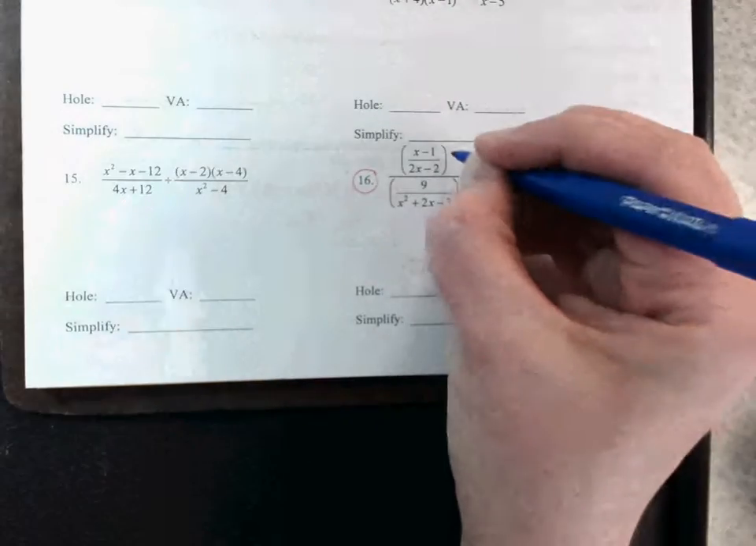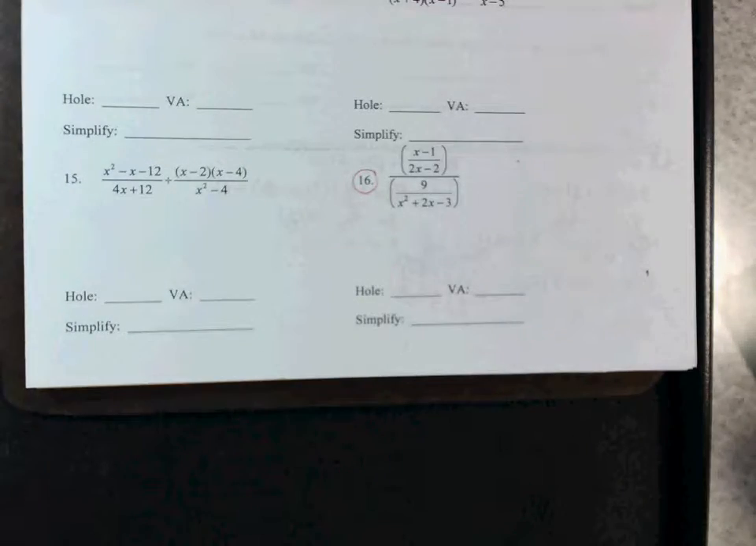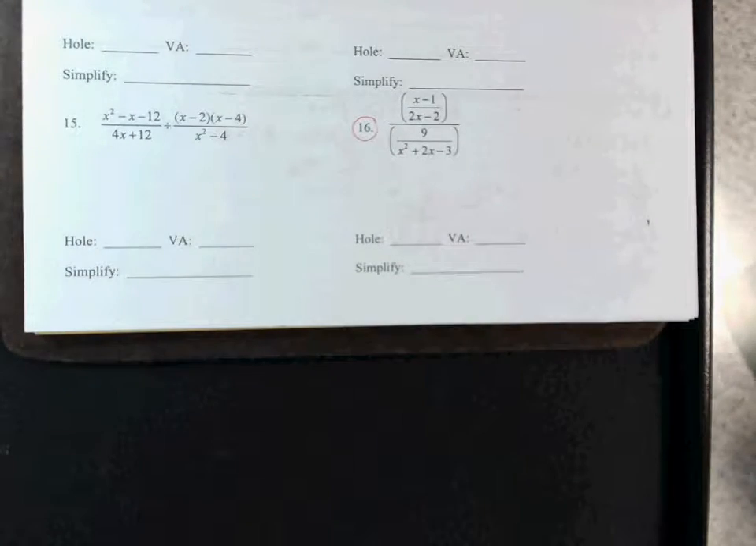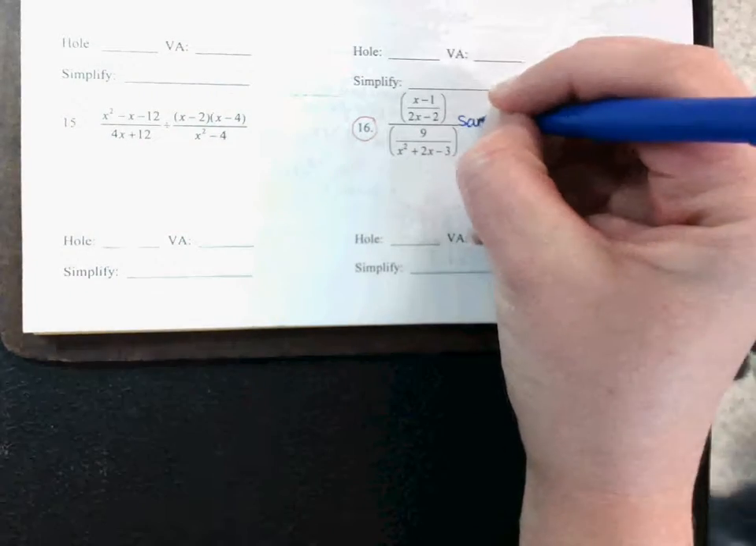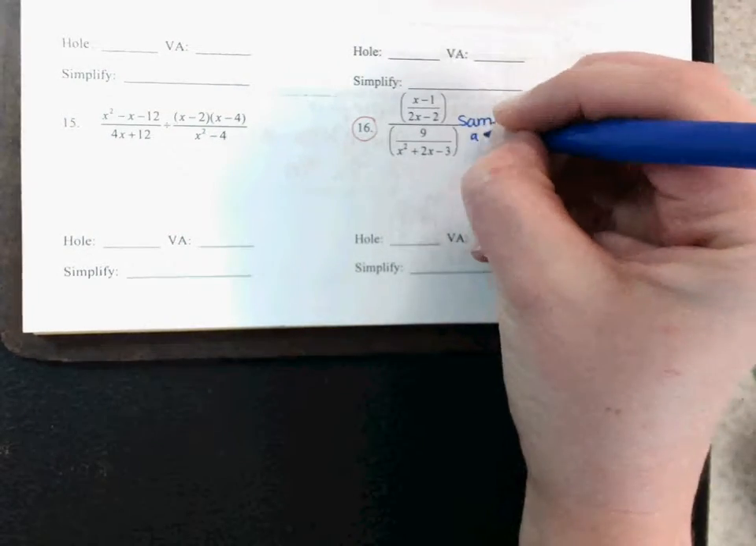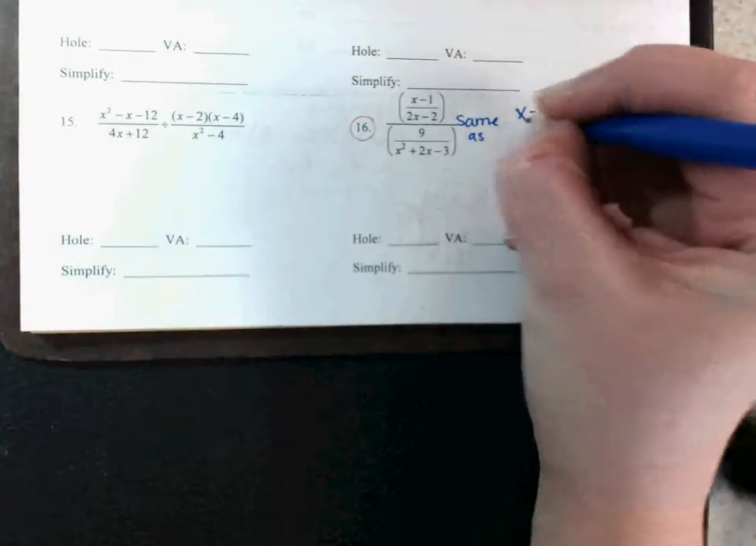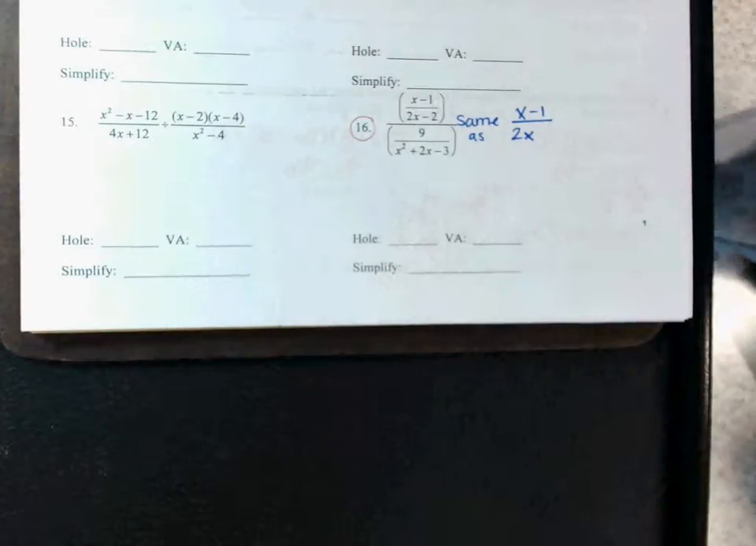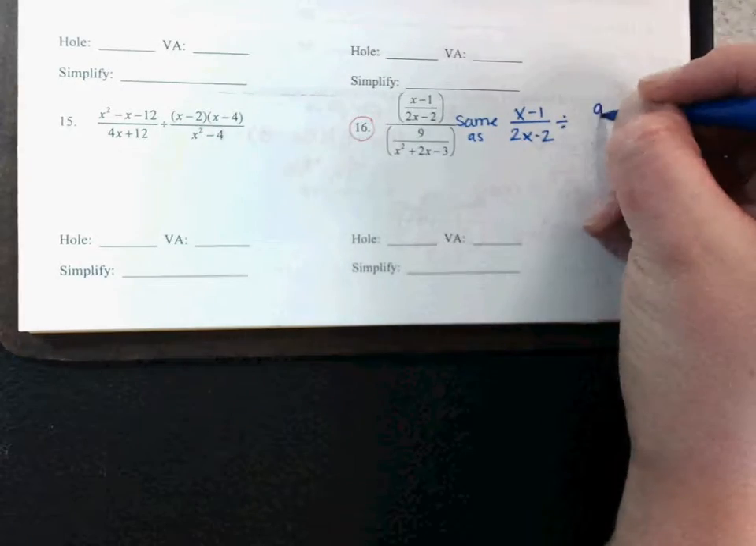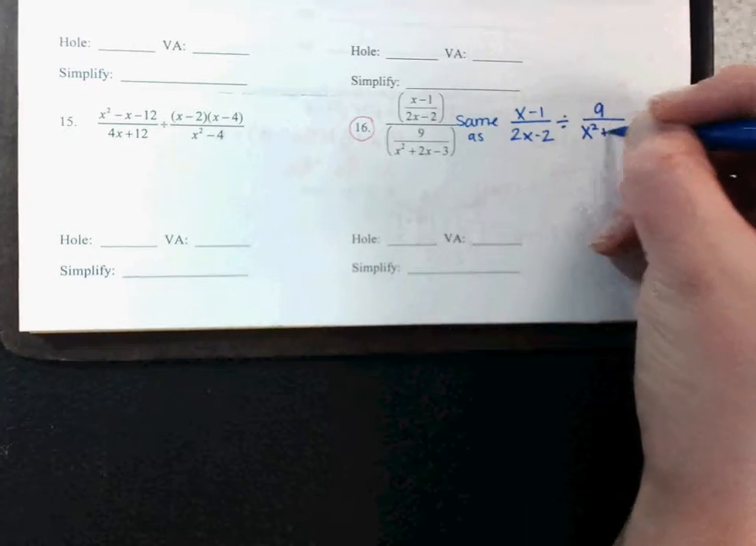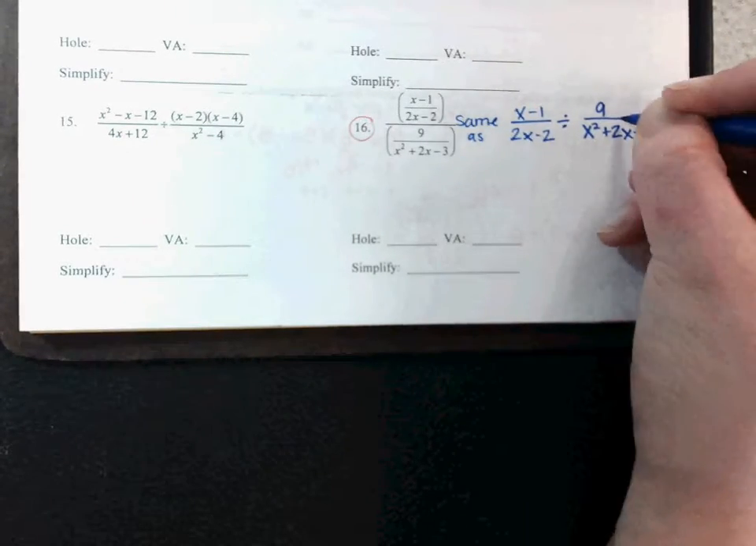Okay, we have this divided by this. A lot of people are getting confused when it looks like a big fraction. All that you need to do is this is the same as if it said this, x minus 1, and then divide by, and then 9 over. There were some like this on a quiz a while back.